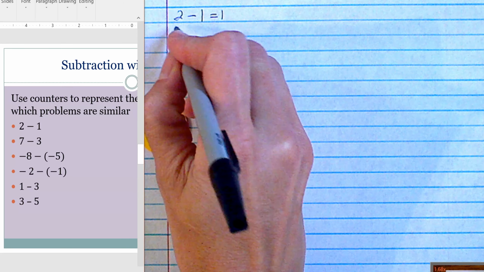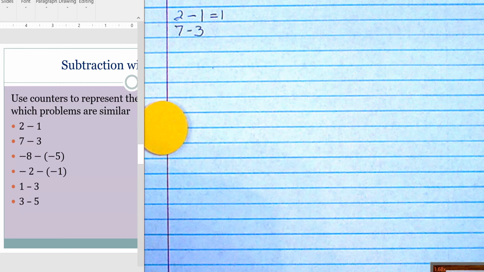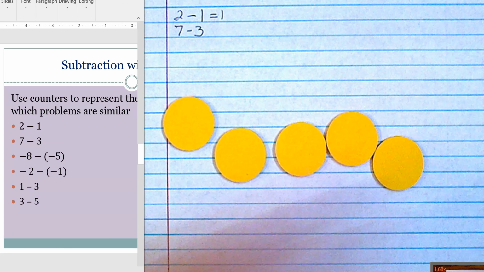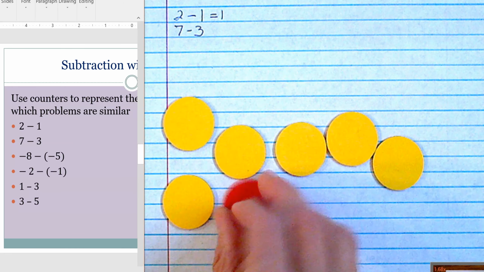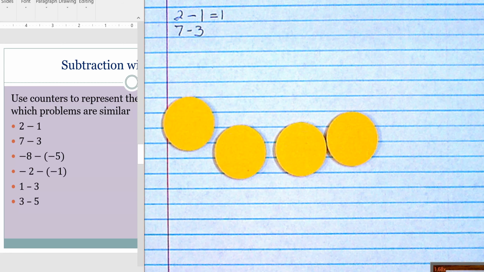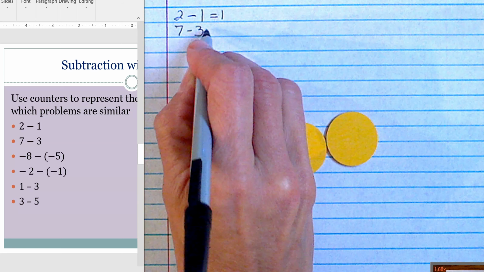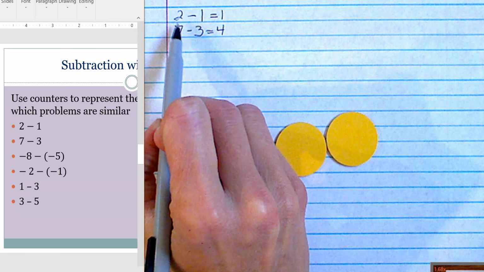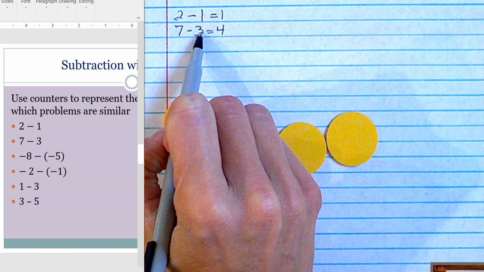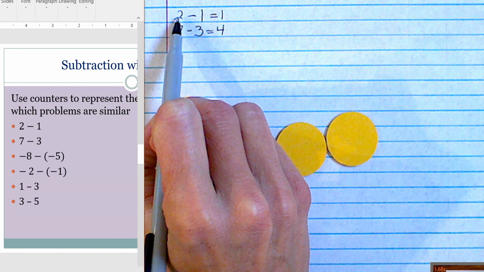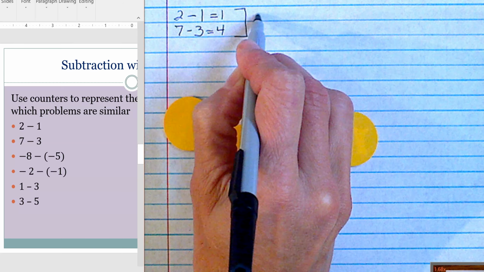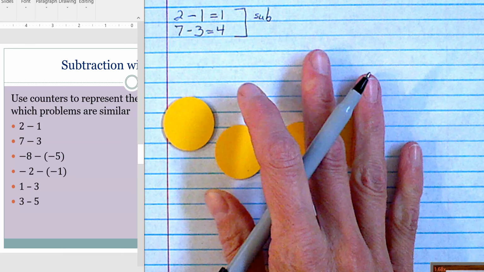The next problem says 7 minus 3. I need 7 positive tokens, and I need to take 3 of them away. I have 3 to take away, and that leaves me with 4. In both of these cases, we were dealing with whole numbers being subtracted from whole numbers. And we also have the situation where the first whole number is larger than the second whole number. So here we carry out subtraction, and it actually looks like subtraction.